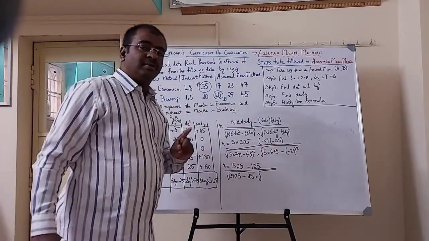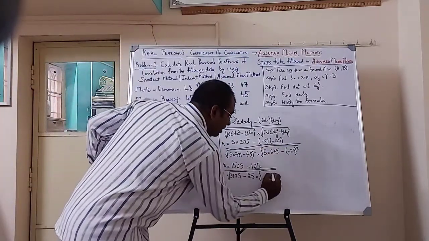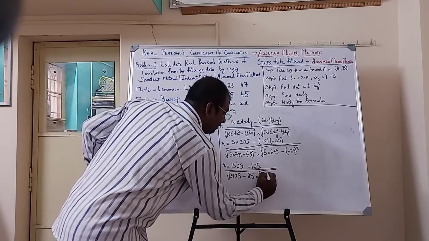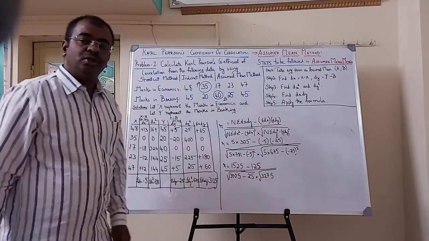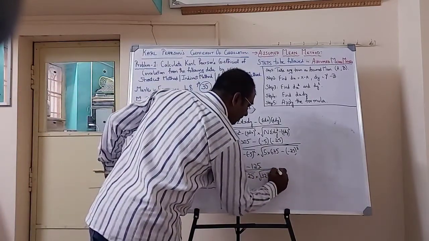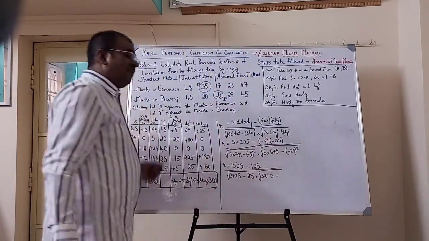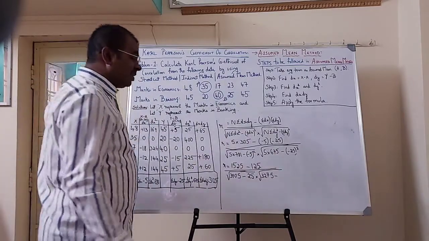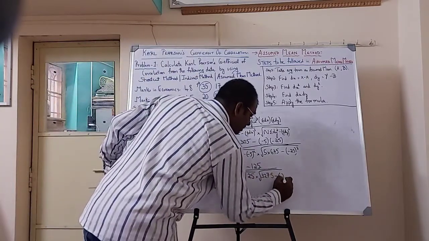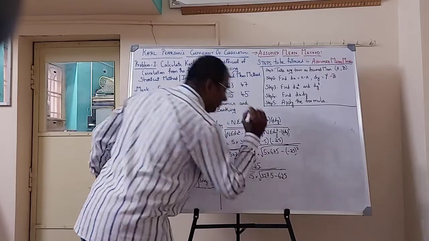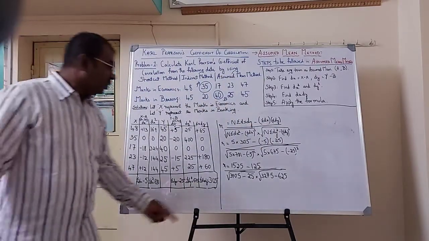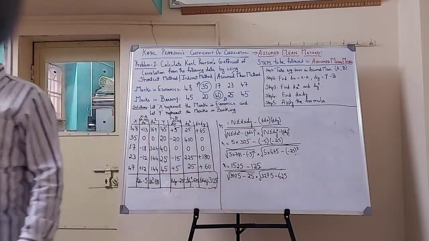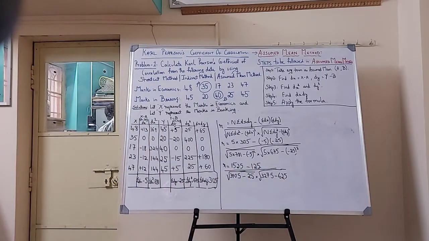675 into 5, 5 5s are 25, 35 plus 2 37, 30 plus 2 32, 3275 minus minus 25 the whole square, minus into minus plus 25 into 25 is 625. So 3275 minus 625.